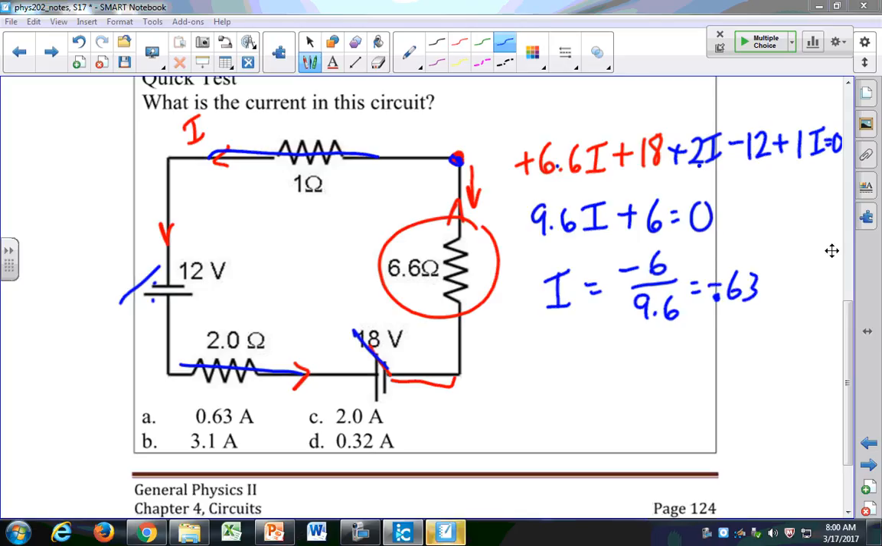Now, the meaning of this negative right here: it wasn't important for the answer, because you just wanted to know the magnitude of the current, not the direction. But this negative says you chose the direction of the current incorrectly.